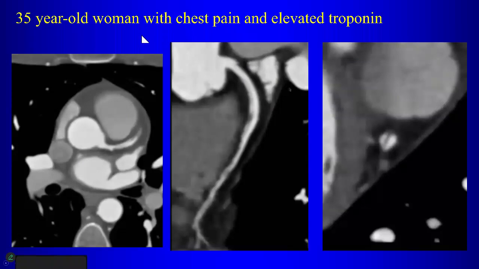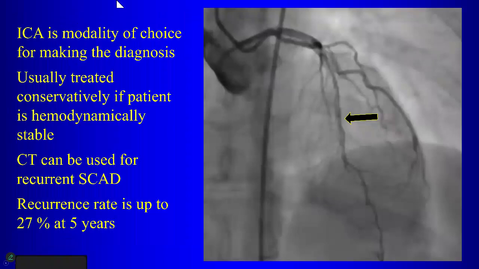Now, having said that, if spontaneous coronary artery dissection is suspected in a patient, what's the recommended imaging for that patient? Invasive angiography. Yeah, invasive angiography is the recommended imaging, not coronary CT, although they might come across it on coronary CT. So invasive coronary angiography is the modality of choice for making the diagnosis.